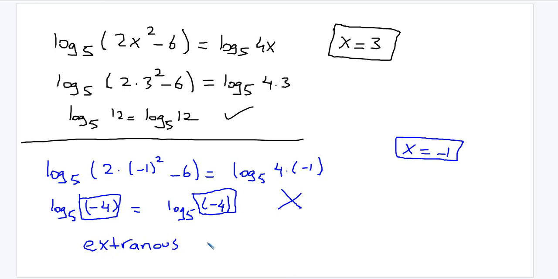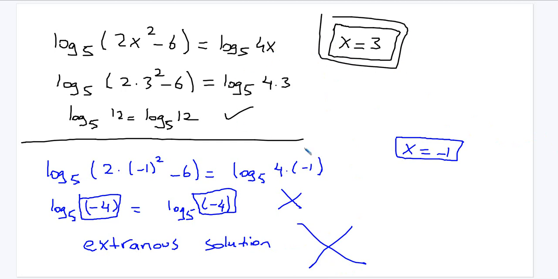Remember what extraneous solution means? That means the fake solution. So we don't have this one as a solution. So we have only one answer. That will be just 3. 3 is our answer. -1 is not our answer.